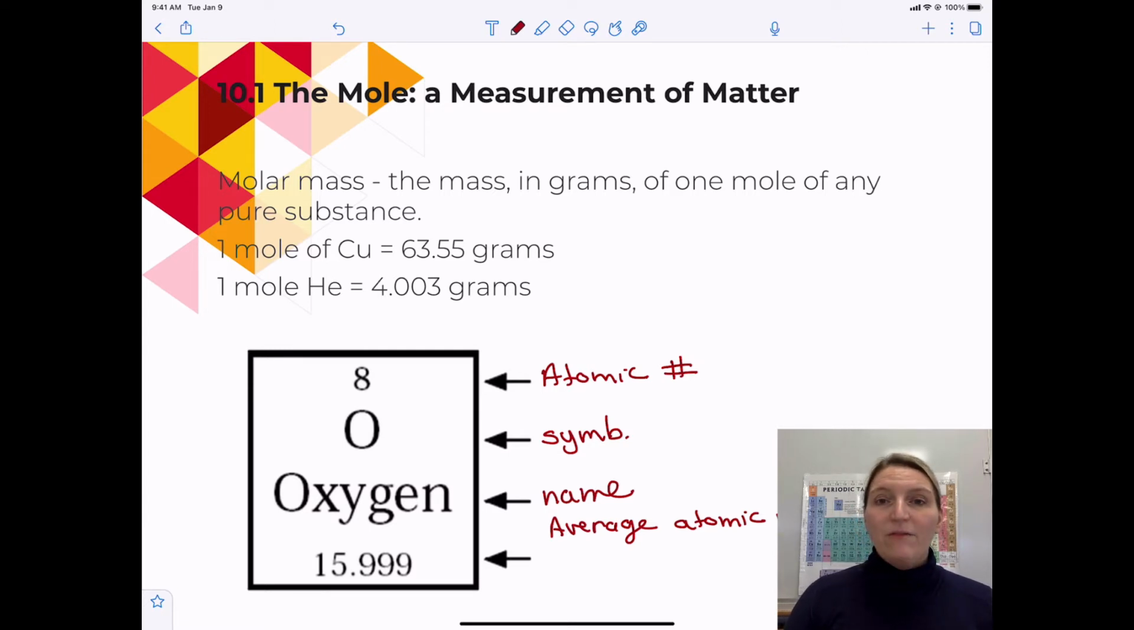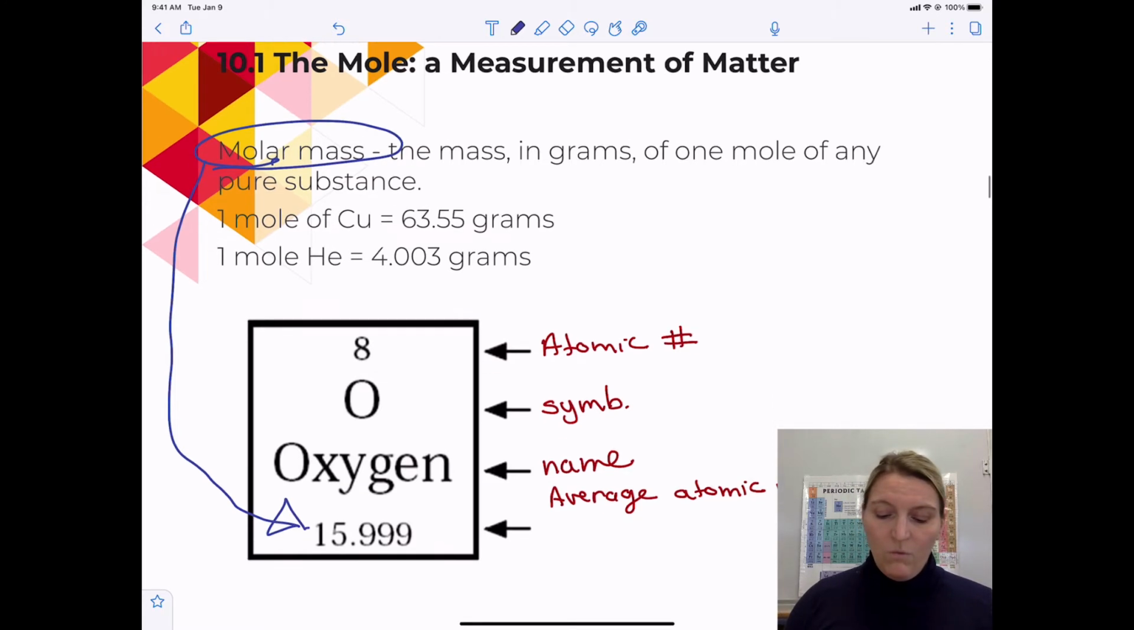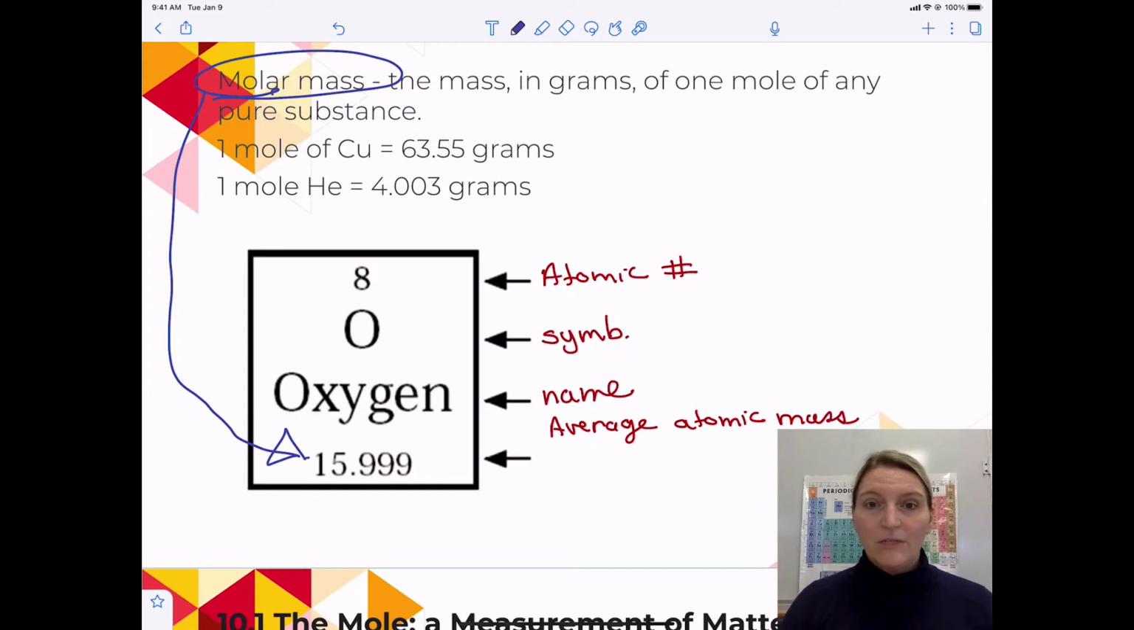What we have learned, or what we're going to learn, is that that number can also be known as something else. That number can also be known as a molar mass. So that is that number right there as well. Molar mass is the mass in grams of 1 mole of any pure substance. That's why Avogadro's number is such a weird number, because we needed this number on the periodic table to stand for two things. It stands for the mass of one atom if we make the unit atomic mass units. It stands for the mass of 1 mole of those atoms if we make the unit grams.